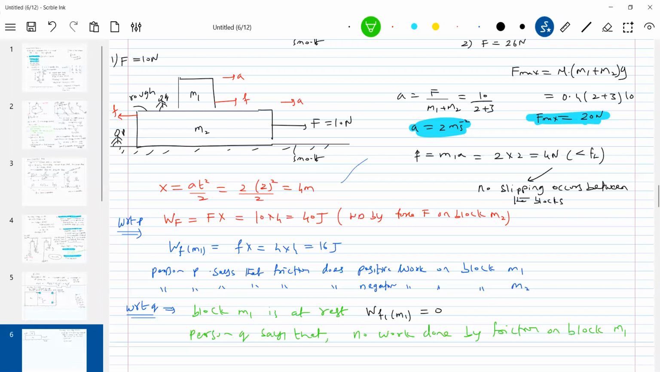So shall we conclude here? No, look at P and Q. Person P is what? Inertial frame. What about person Q? Person Q is a non-inertial frame.